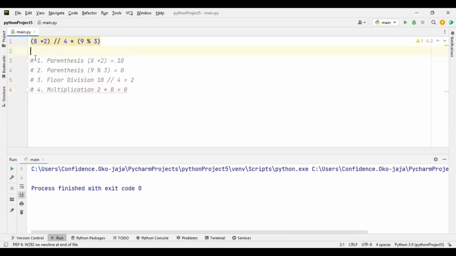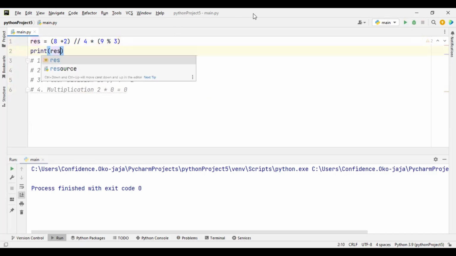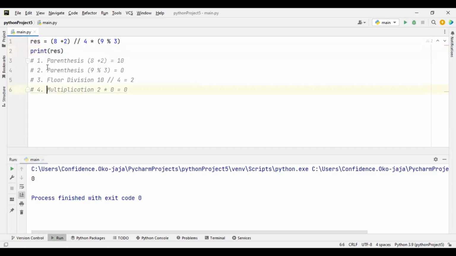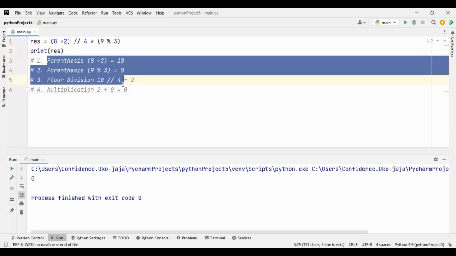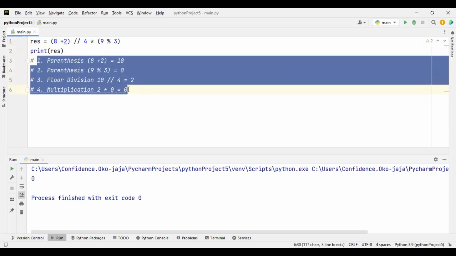Oh, I forgot to print this actually, so let me put it in a result, say res, and then print res. You can see that my answer is 0, which is equivalent to how I solved this to get that my answer is 0. So I want you to help me solve the other ones and give me the result. Thank you very much.